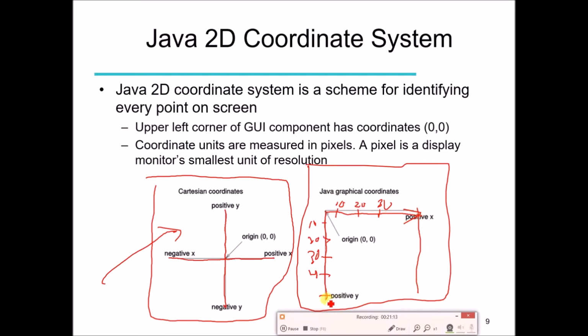And the value which has the highest x and y will be on the bottom right corner of this frame or window. So this point will have the maximum value for the x coordinate and the maximum value for the y coordinate. It is very important that you get familiar with this coordinate system, because sometimes students make mistakes, especially in understanding the value along the y-axis. So this is the Java 2D coordinate system. We will see the example in the Java program, and you will see how we specify the values in this Java graphical coordinate system.